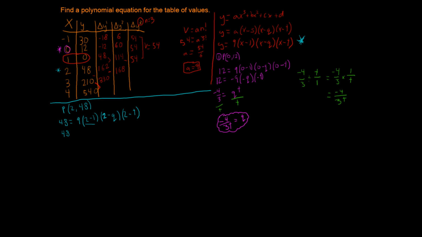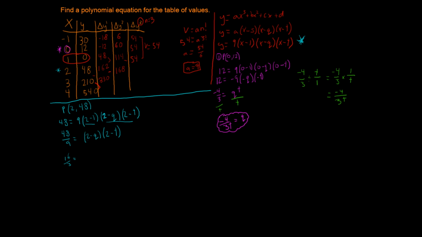9 times 1 is 9, so then we could divide out a 9 from here, equals 2 minus q times 2 minus t. I'm just carrying that down from up here. So then 48 divided by 9, you could reduce that fraction to 16 divided by 3, because both of them are divisible by 3. So 16 thirds equals, and then for this, you could do it two different ways.